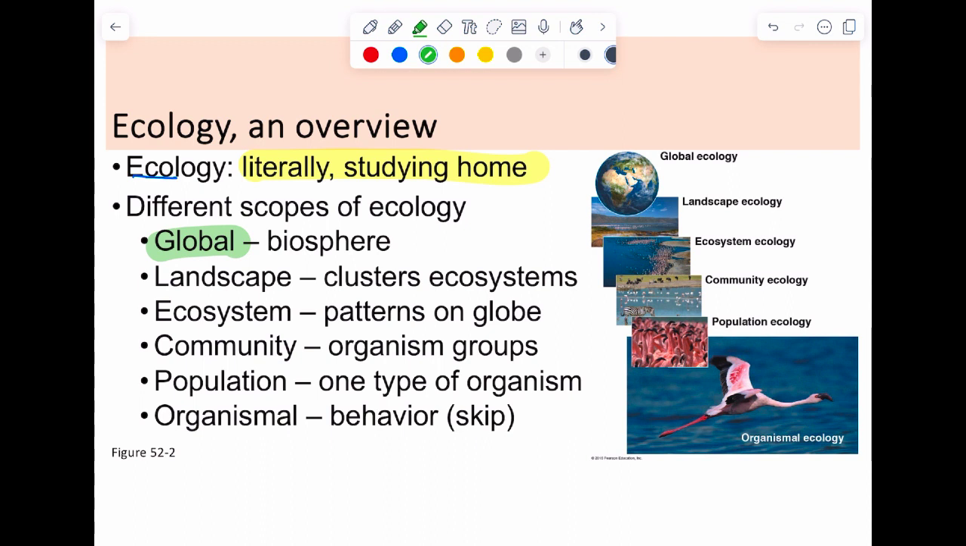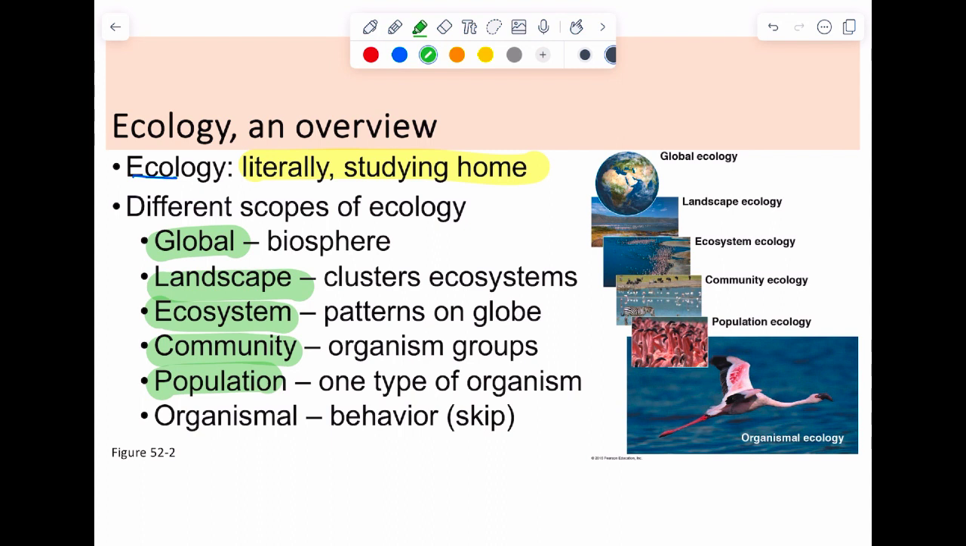We could start looking at landscape ecology, which is looking at how ecosystems cluster together and patterns that we see distributed across the earth. We could look at ecosystems themselves and what things seem to contribute to ecosystems, and what we can start to see of, oh, ecosystems in these types of environments all seem to behave the same way. Within those ecosystems, we can start looking at communities. So how are those populations within these areas behaving with each other? And then within all those different groups, we can look at one type of organism at a time and how their numbers are changing and how they interact with each other.